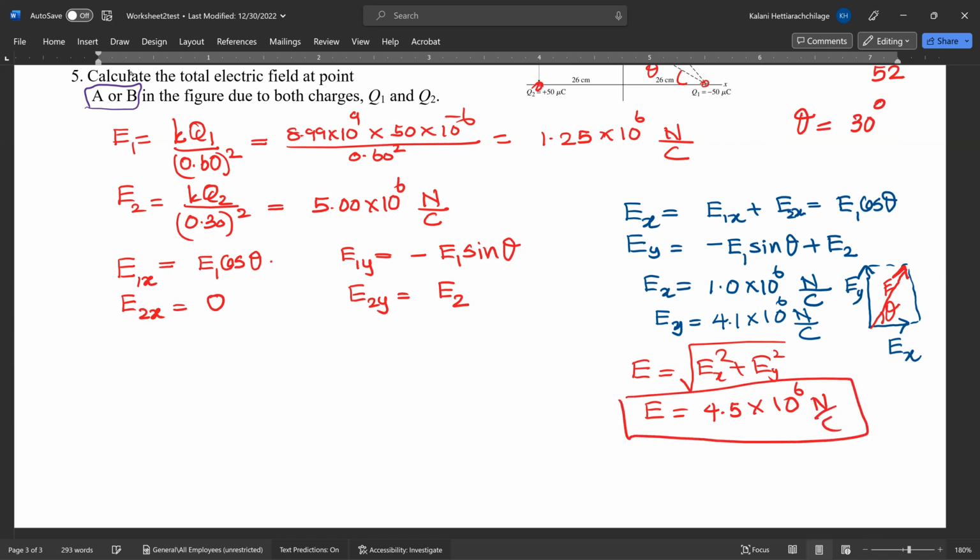As soon as I find the vector magnitude, I need to give the direction. So theta will be tangent inverse of Ey over Ex. Again, plug in the values and I get the answer as 76 degrees. This is with respect to positive X. Okay, that will be my final answer.